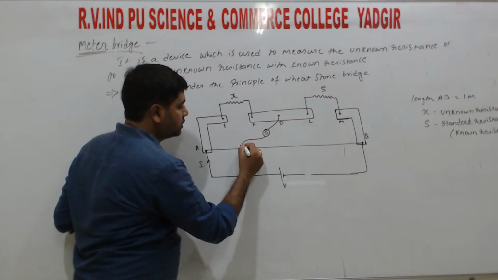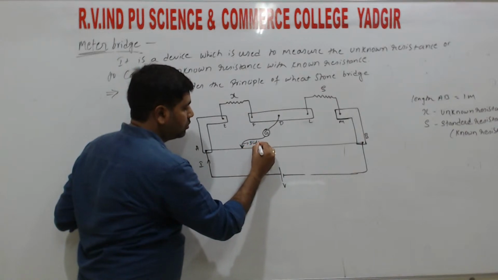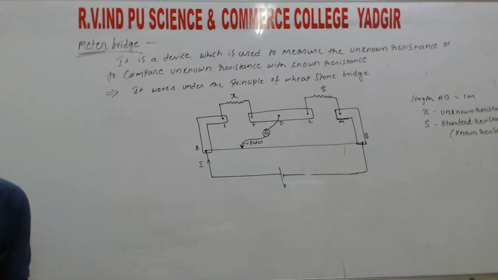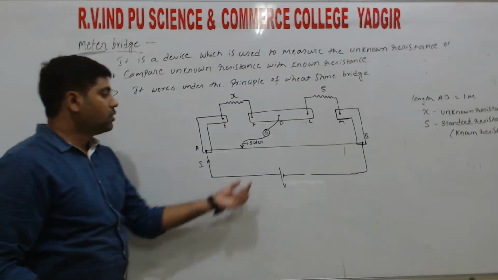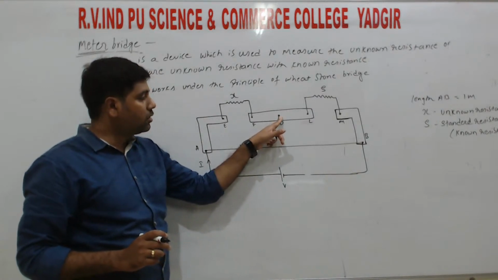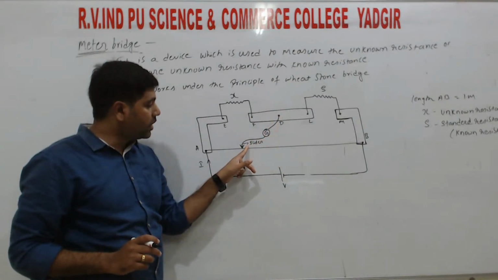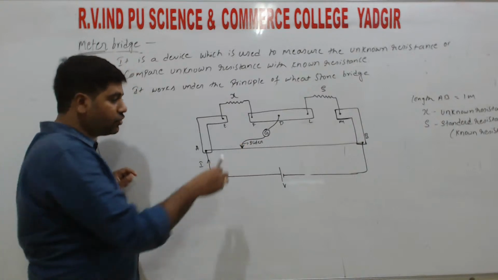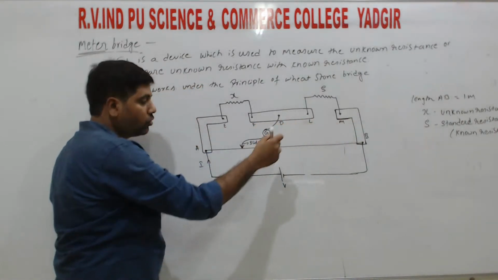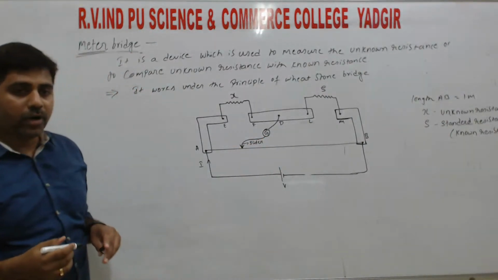We call this one the slider, right? One end is connected to the point D and the other end is connected to the slider. So the slider is used to slide on the resistance wire. So on this wire, in order to slide, we connected a slider, right?